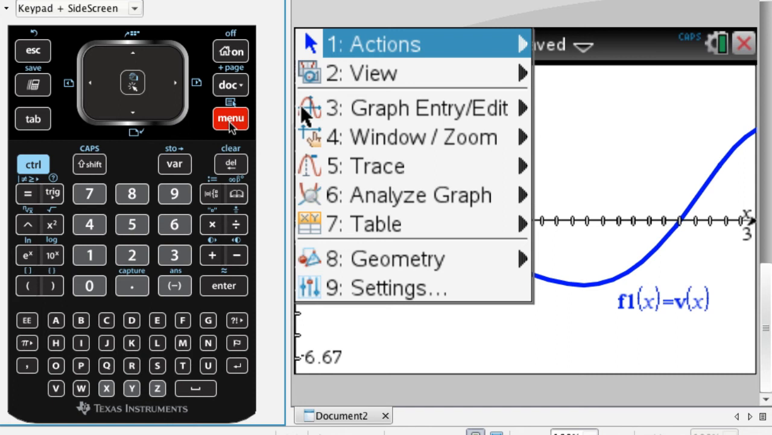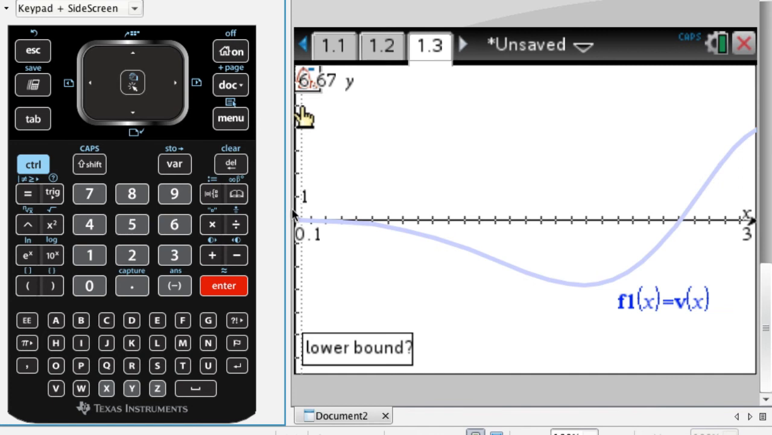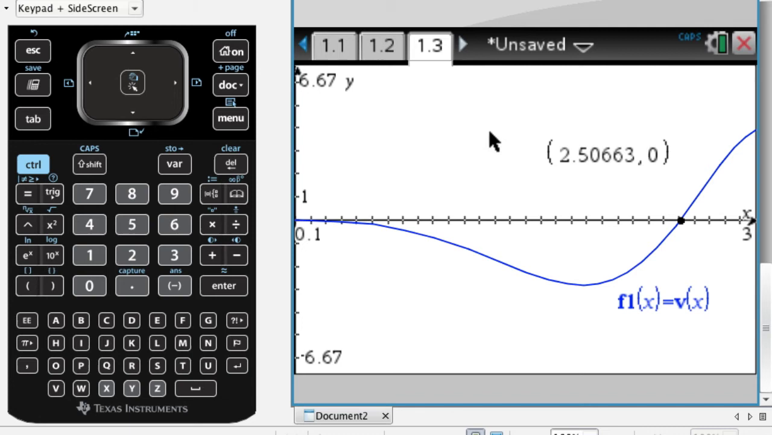And then what I want to do is find the zeros. So menu, 6, and then 0. You can actually just type it in. Well, there's actually one at 0, so I'll type in 1 and then 3. It shows me that the only zero is actually here, 2.507, let's say. And that's actually the only time that the particle changes direction, because it's the only place where velocity changes sign. So that would be my answer.